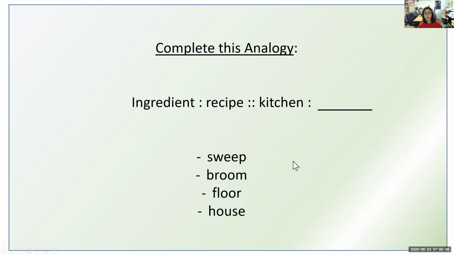Okay, so now I'm going to let you do this one on your own. So I'll read it to you, and then on your piece of paper, I'm going to have you write down which option you think is best. So ingredient is to recipe, just as kitchen is to either sweep, broom, floor, or house. So on your piece of paper, you're going to write down the word kitchen, and then a colon, which means is to, and then one of those 4 options. So I'm going to let you pause the video, find the connecting detail, so ingredient is to recipe, just as kitchen is to something, and then write down your option. So you can pause the video and do that.